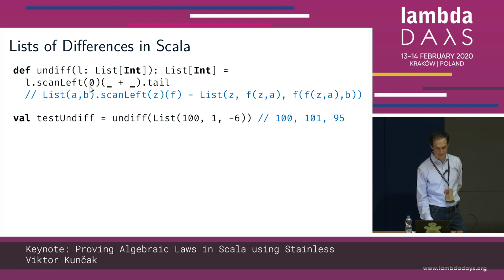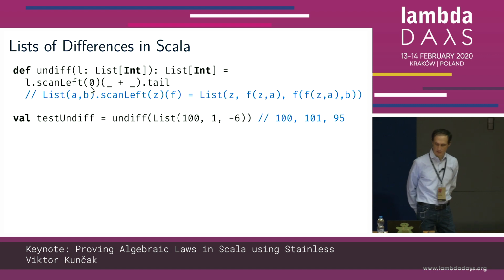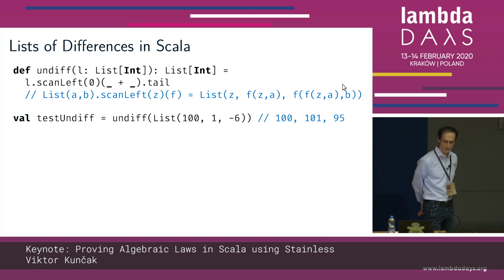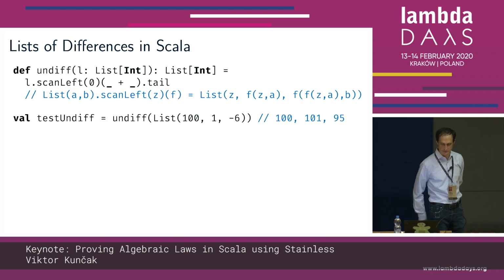Once we have this scanLeft using addition and initial element 0, we'll get a list that starts with 0. But we are not interested in this 0. We want the list that starts with that first element. So we are going to take the tail of that list, something like this. And that turns out to be a fine description of this inverse process.